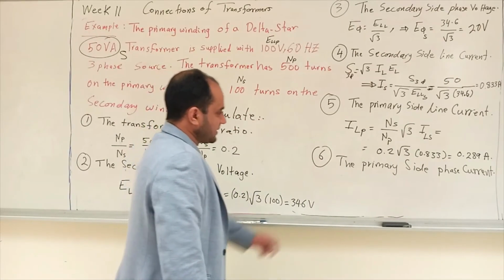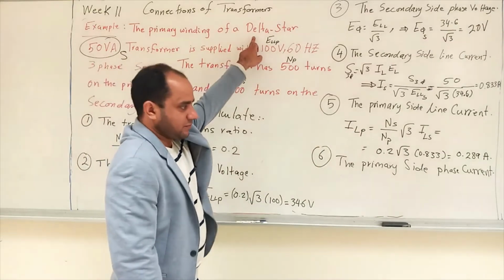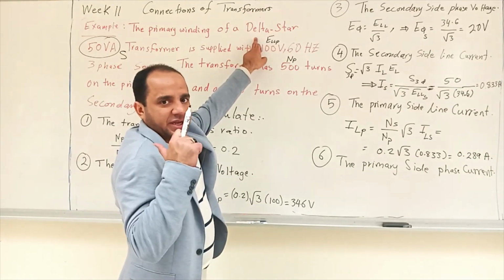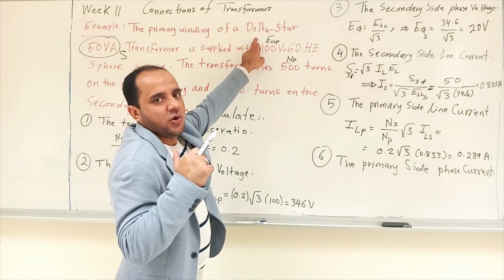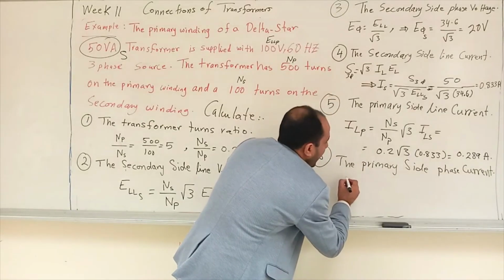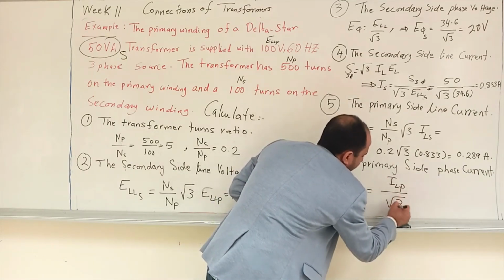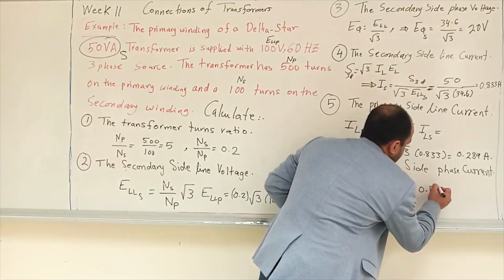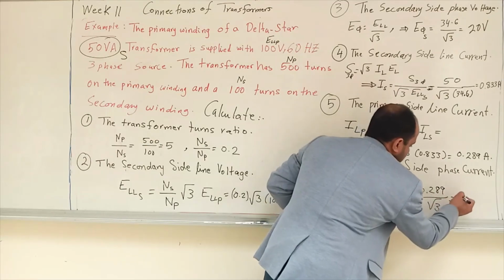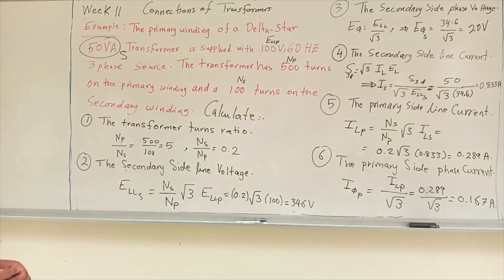Okay. Number 6, the primary side phase current. Let me check. What is our connection in the primary side? Delta. Right. What is the relation between the line current and the phase current in delta connection? In Y connection, they are the same. In delta, they are not. Line current is always greater than phase current in delta connection by a factor of root of 3. So, we're looking here for the phase current. We know that I phase in the primary is equal to I line in the primary divided by root of 3. So, this is 0.289 over root of 3. This is going to be 0.167 ampere. And here is the solution. Here's the solution of the examples, right?